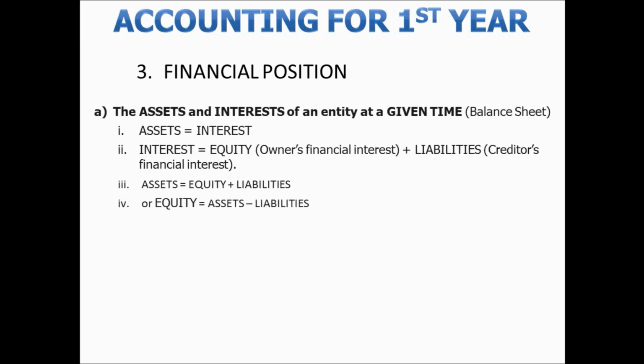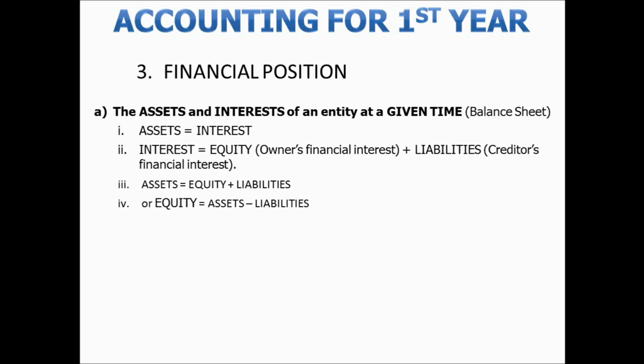The financial position is shown on the balance sheet, and this depicts the assets and interests of an entity at a given time. This leads us to what is called the basic accounting equation, which says that assets are equal to the interest of an enterprise. Interest being equity, which is the owner's financial interest, plus liabilities, which are the creditor's financial interest. This says that assets are equal to equity plus liabilities. Or differently stated, equity is equal to assets minus liability.